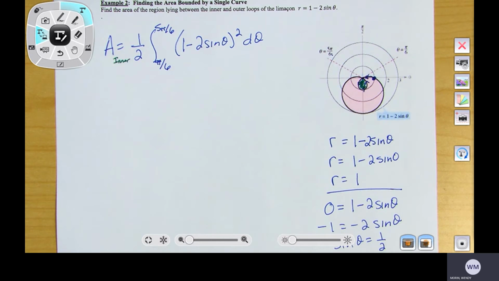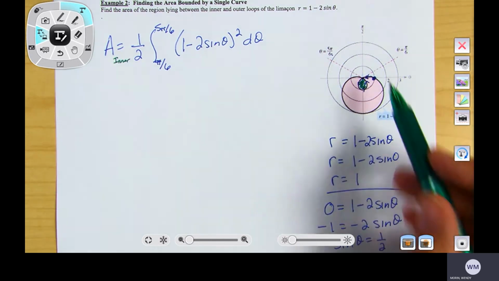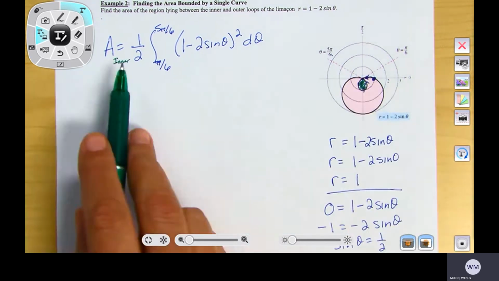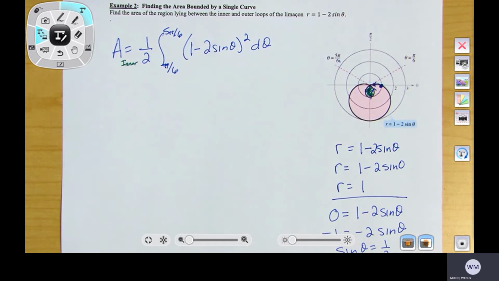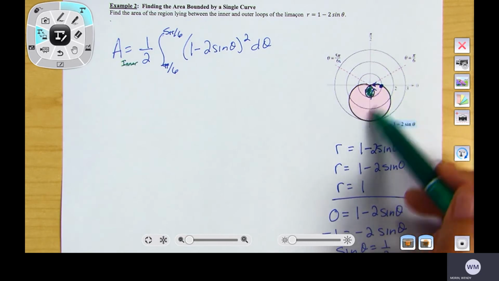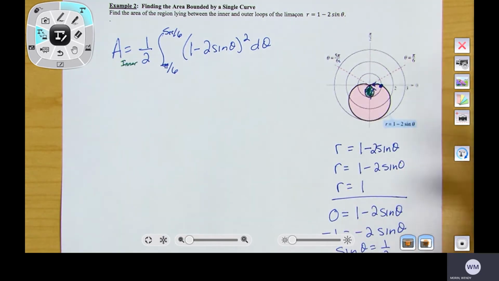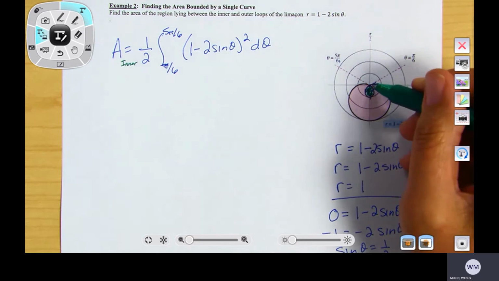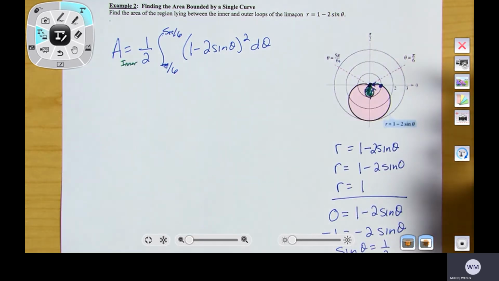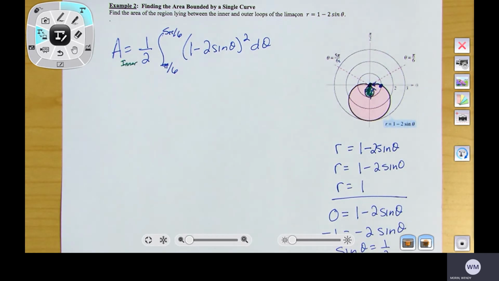Well, the only way to find the pink area is to take the whole entire area and subtract this green, this inner loop. So the question is how are we going to do that? How are we going to find the whole area in here? Well, when's the first time you get to the pole? Isn't that at 5 pi over 6?